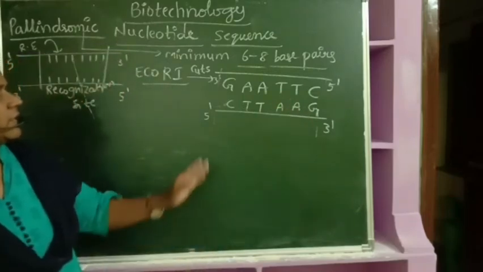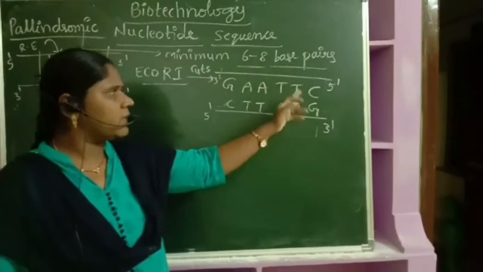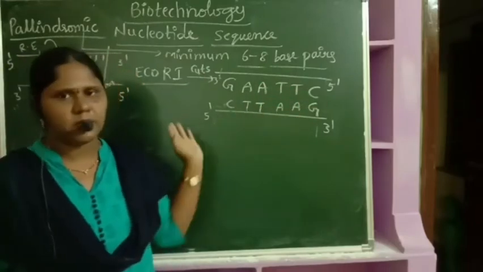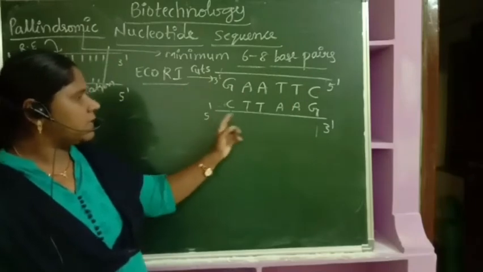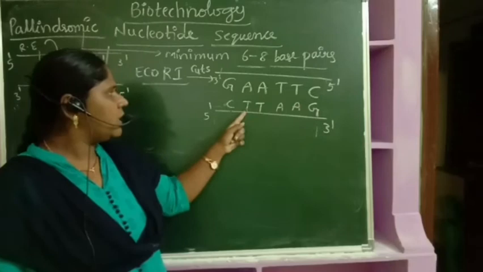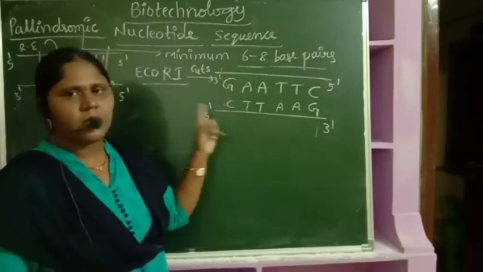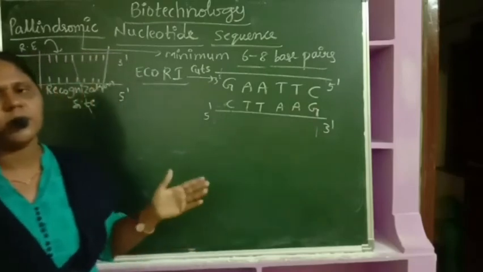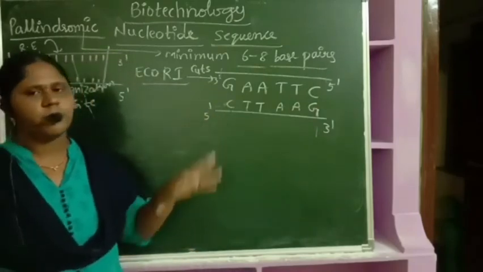If it starts from G, it ends with C, and the same sequence will be there. If you start from C, it ends with G, the same sequence. Now if you look at the opposite strand, 5' to 3', if you start from G, A, A, T, T, C, that means GAATTC. So if you read on one strand or on the opposite strand, it will be the same if you take the opposite complementary strands.